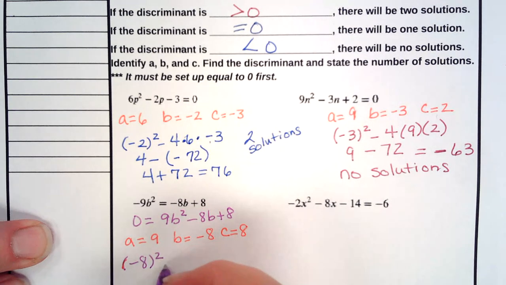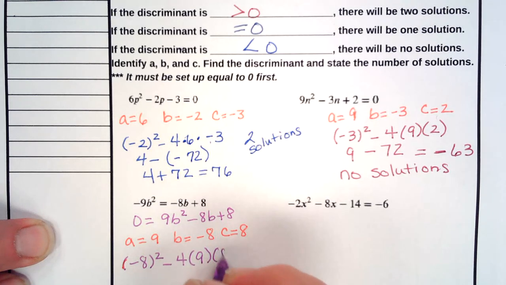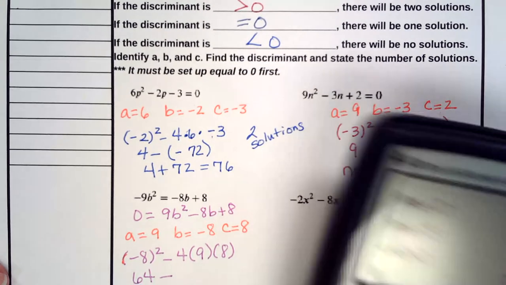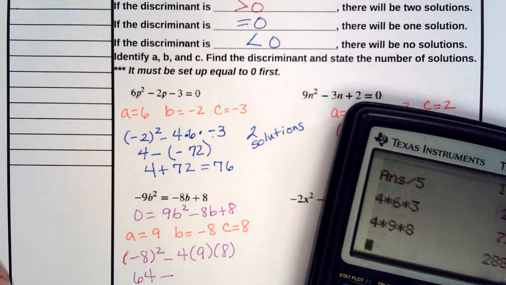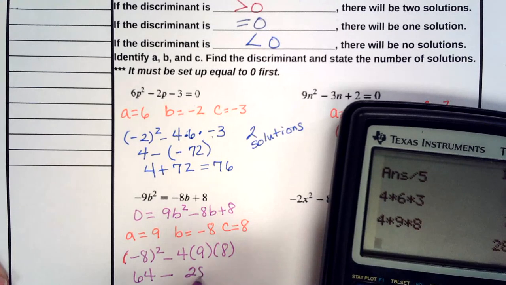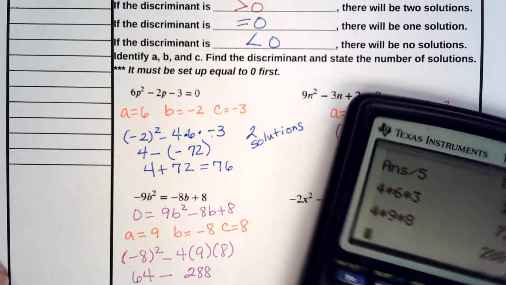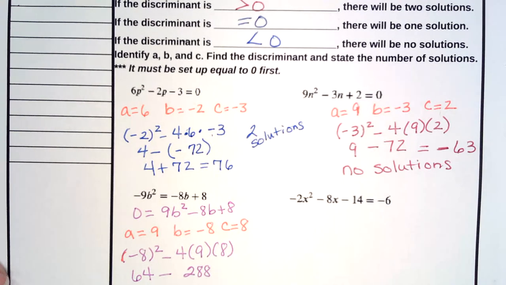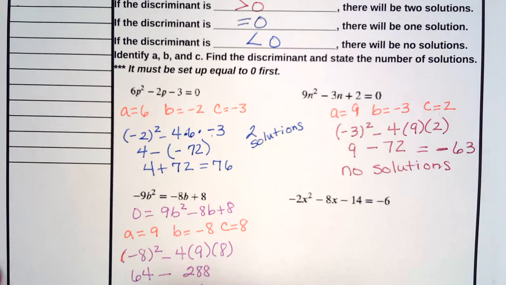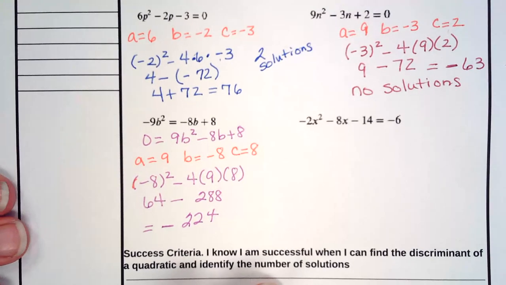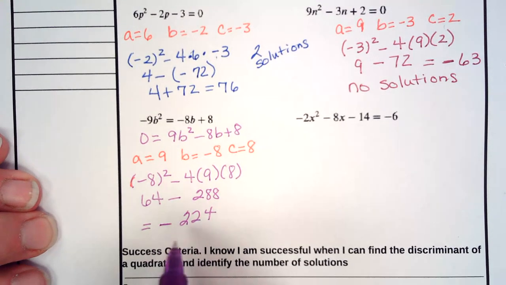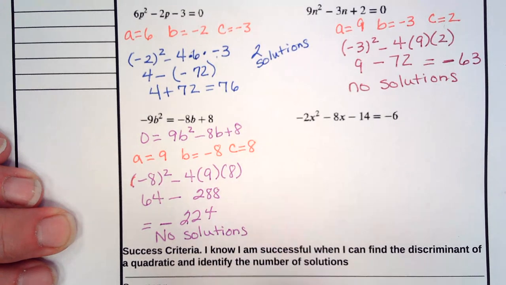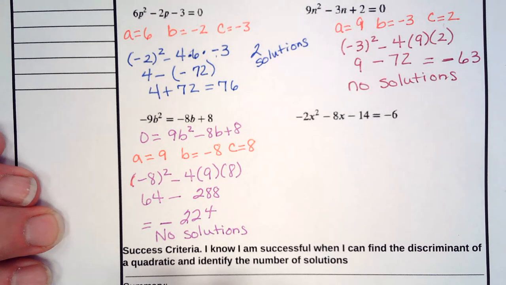Negative 8 quantity squared minus 4 times 9 times 8. This would be 64 minus, okay, 4 times 9 times 8 is 288. Okay, so 64 minus 288 gives me negative 224. How many solutions? Well, it is less than 0. We cannot take the square root of a negative number. No solutions. No real solutions. I need to correct that because there are imaginary solutions, but no real solutions.